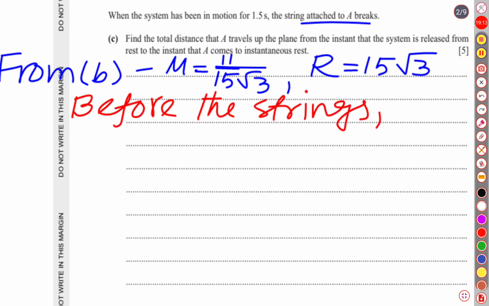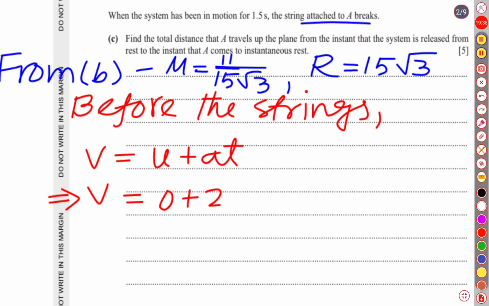Before the string breaks, we are going to apply the SUVAT formula because time has been given. V is equal to U plus AT. That means we require the final velocity. The initial velocity was 0 because the particles were released from rest, the acceleration was given as 2, and the time is 1.5. That means at the time when the string breaks, the velocity of the particle was 3 meters per second.